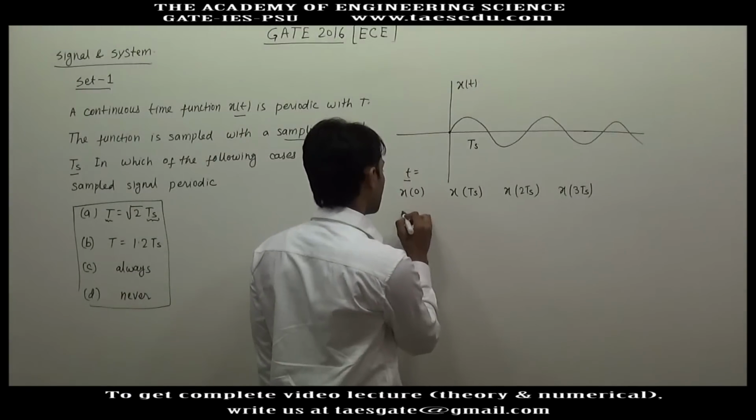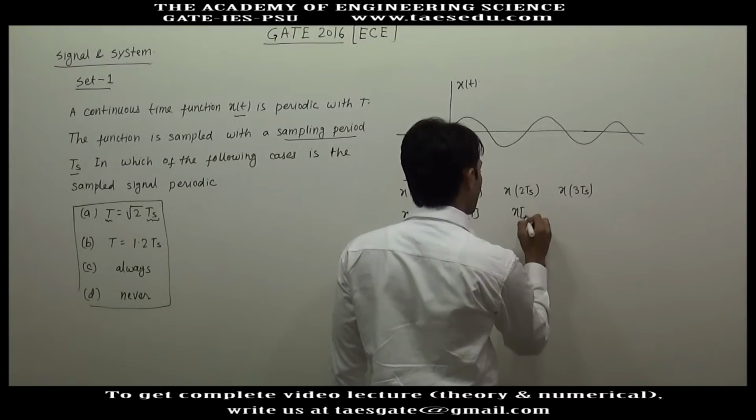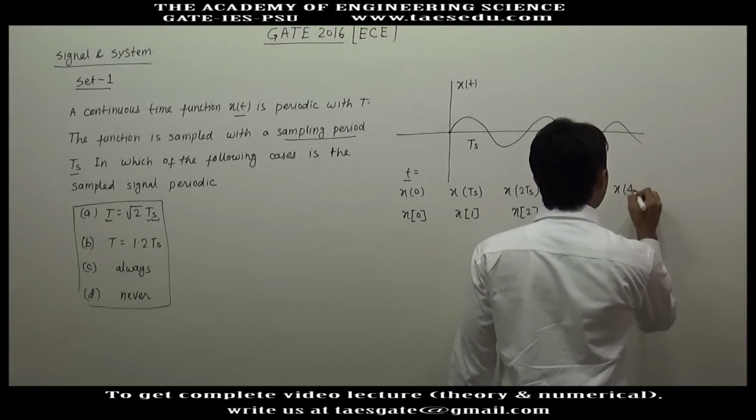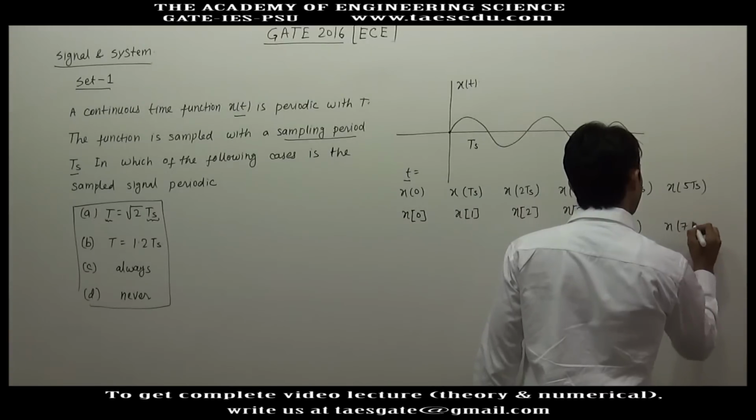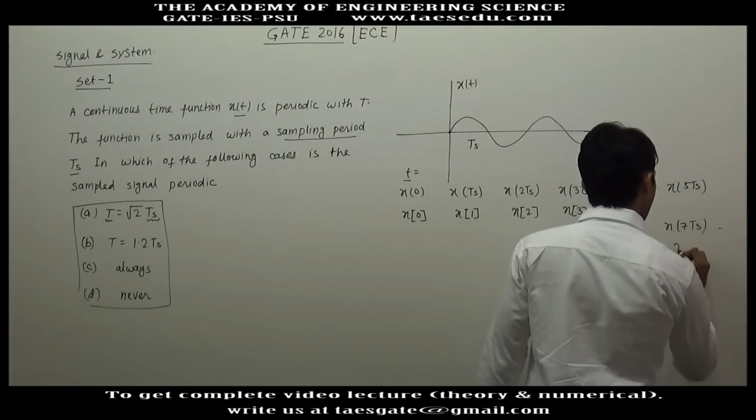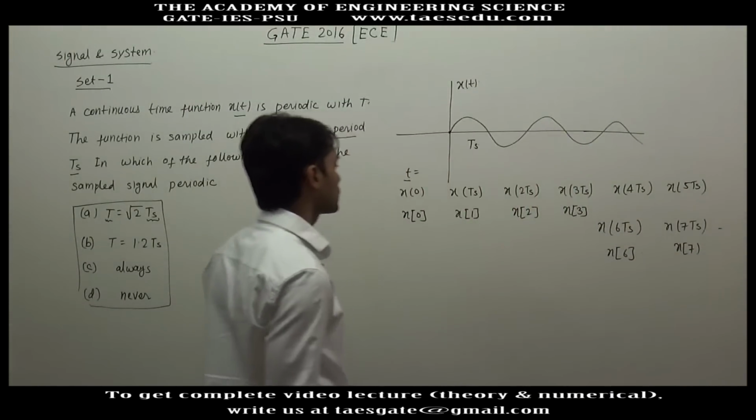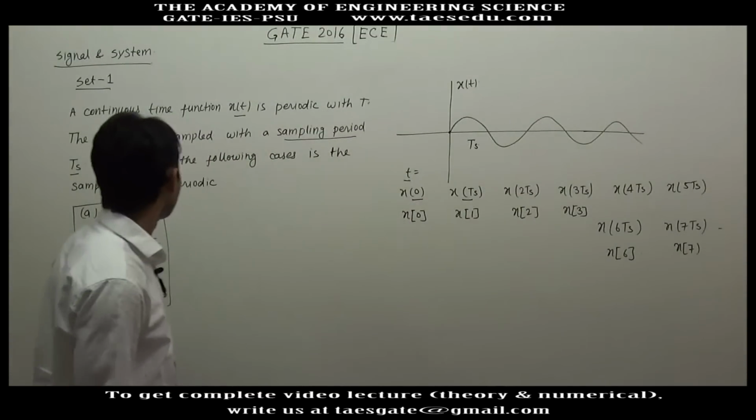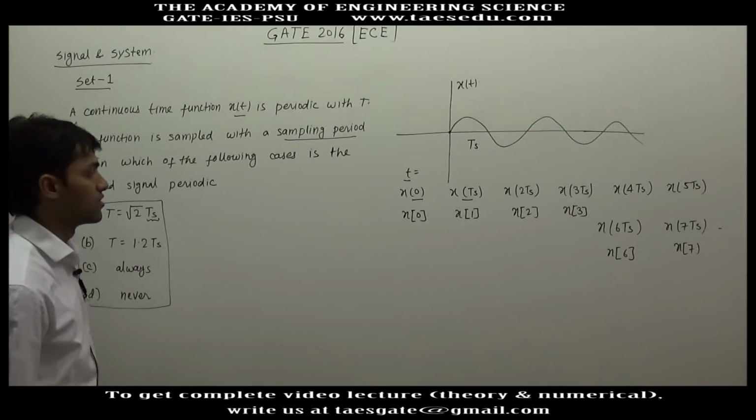This will be the first sample x0, this will be x1, second sample x2, x3, similarly x(4Ts), x(6Ts), x(7Ts), and so on. So these will be the samples. Now we have to find out the relation between T and Ts such that these samples will be periodic.